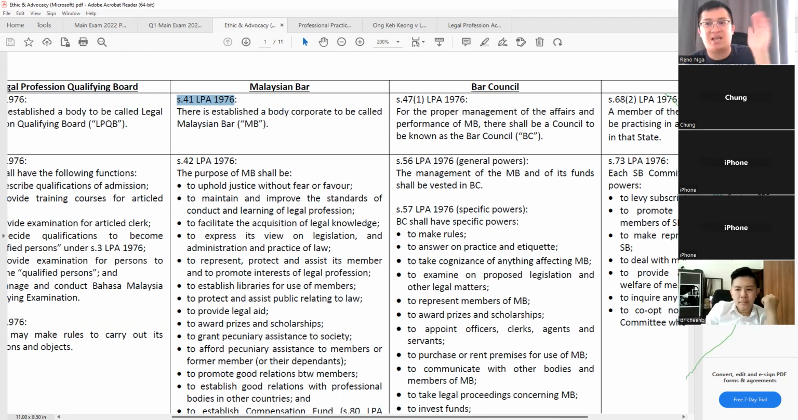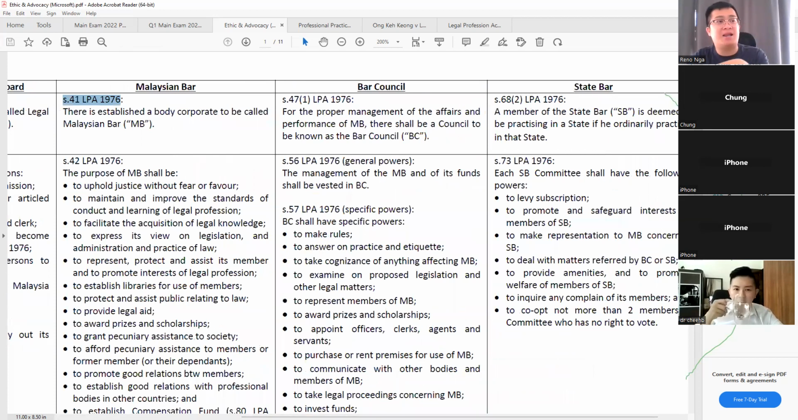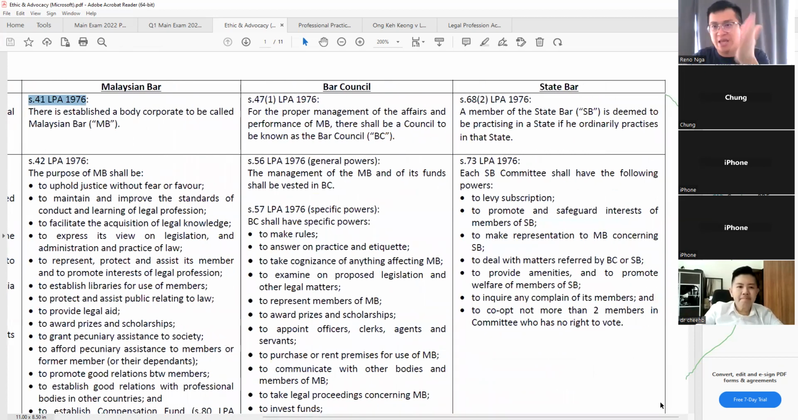So don't ever say I want to sue Bar Council, because Bar Council is not a body. Bar Council is a management. However, I know why people are confused, because Bar Council actually is in the UK. The bar there is called Bar Council, but in Malaysia we call it Malaysia Bar, and the management is Bar Council. Okay, please understand that. And then another one is State Bar: if you are practicing in KL, it's KL Bar. If you are practicing in Selangor, it's Selangor Bar, but they call it a committee, I think.